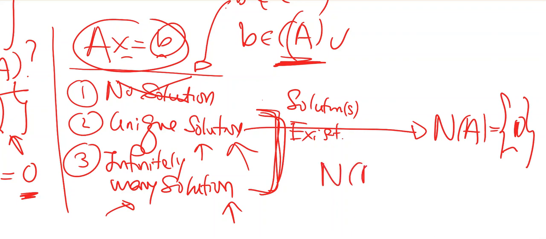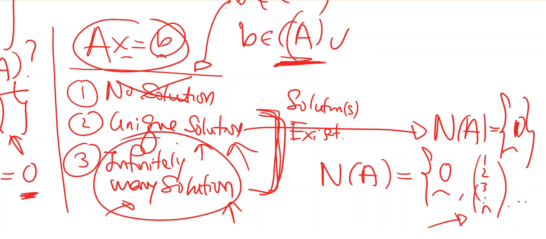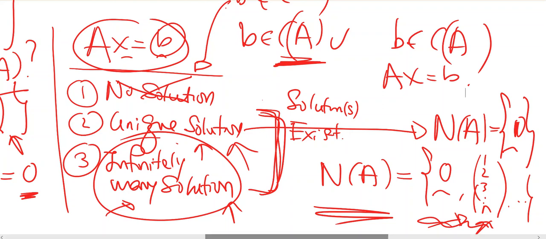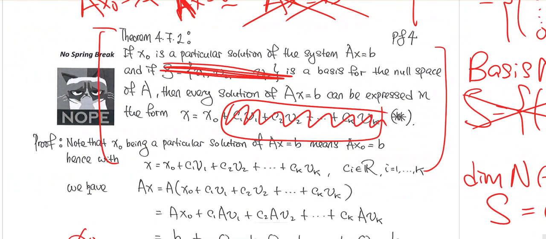If your null space of A has a non-zero vector, let's say 1, 2, 3, whatever, then you know we have infinitely many solutions, provided the solution exists. If you already know b is in the column space of A and the null space of A has non-zero vectors, then the system Ax equals b has infinitely many solutions. So the uniqueness part, whether it's unique or not, comes from the null space. And you can see so many exam questions just to test you on that.